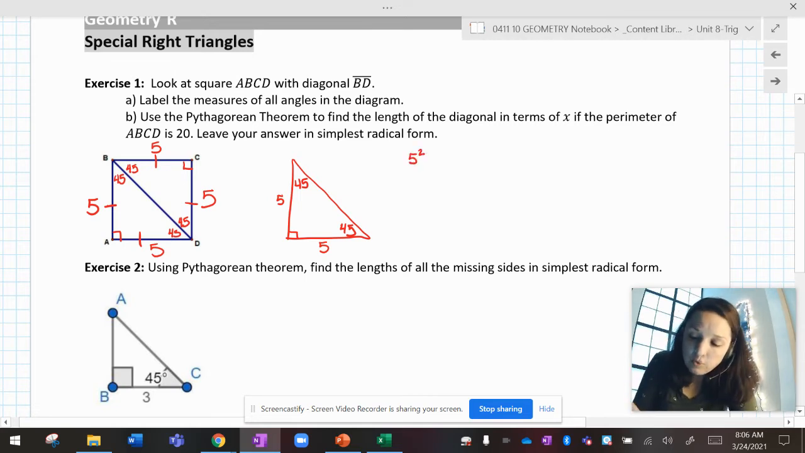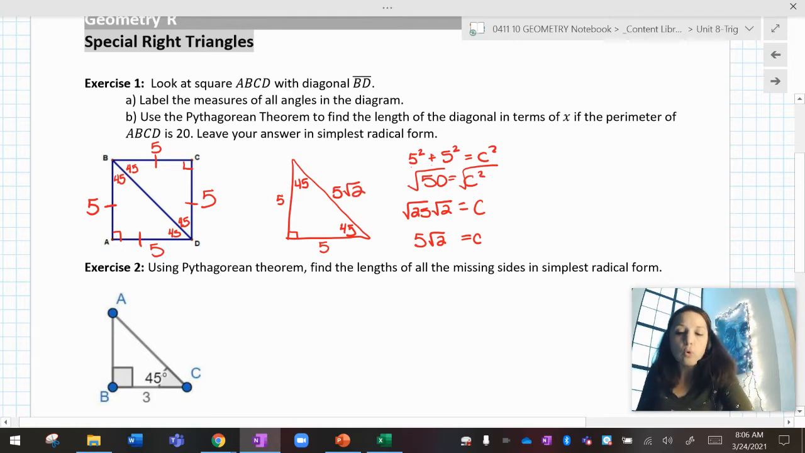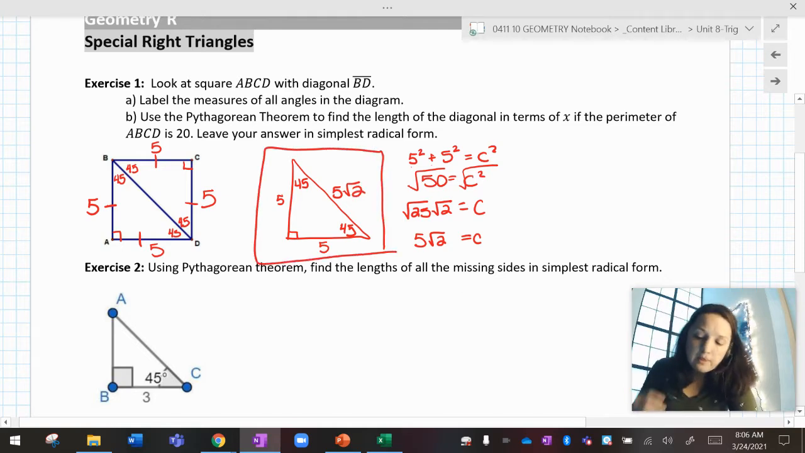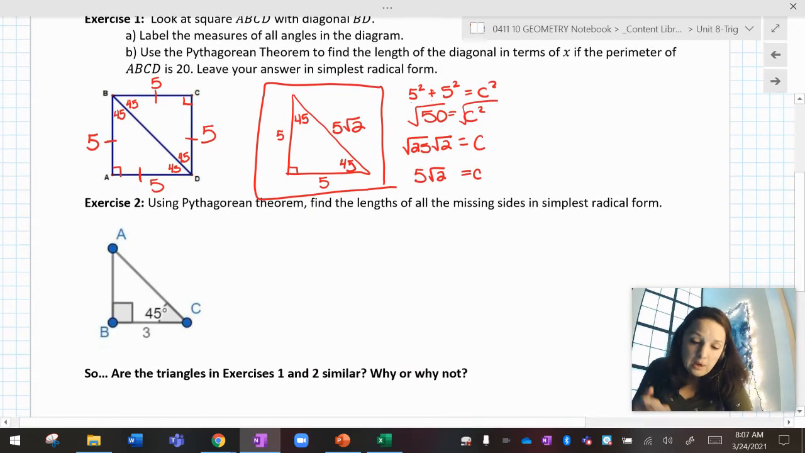Pythagorean theorem says a squared plus b squared equals c squared. Let's see, 25 plus 25 is 50. Square root both sides. If I want to simplify that radical, 50 is 25 times 2, which makes that hypotenuse 5 root 2. Cool. In this 45-45-90, I have two sides that are of length 5 and a third side that's 5 root 2. Nifty.